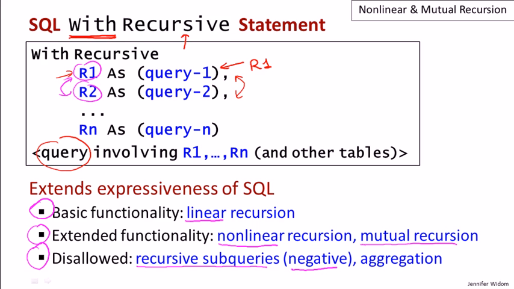When a reference in a subquery to a recursively defined relation is negative, sort of like a not exists or not in, that is disallowed by the SQL standard. And we saw that that can lead to sort of non-obvious behavior, non-deterministic final results. And finally, aggregation causes complication as well in recursion and is disallowed too. The features that are disallowed really don't come up that often naturally. And once again, let me just emphasize that the basic functionality of linear recursion does allow one to express a lot of really nice queries and does extend the expressiveness of the SQL language.